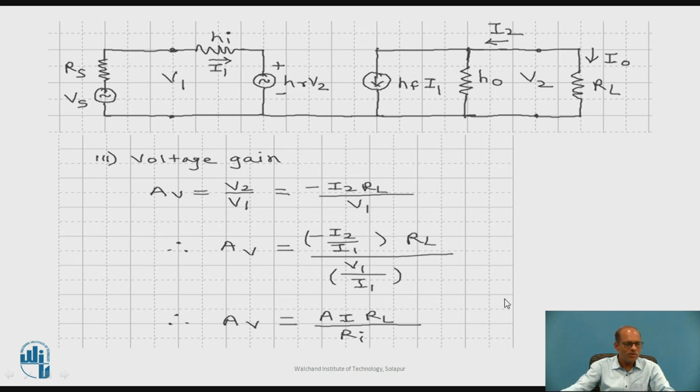Now next is voltage gain. Voltage gain is V2 by V1, and V2 is equal to minus I2 RL divided by V1. Now divide numerator and denominator by I1. So voltage gain AV equals minus I2 by I1 into RL upon V1 by I1. Now we know that minus I2 by I1 is the current gain and V1 by I1 is the input resistance, and therefore AV equals AI RL by Ri.